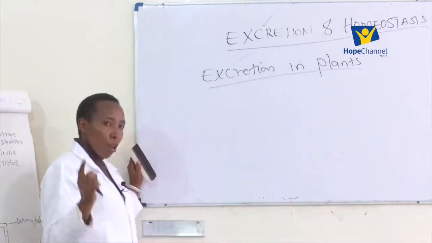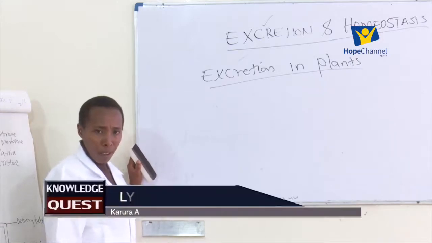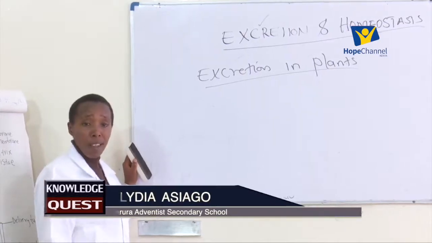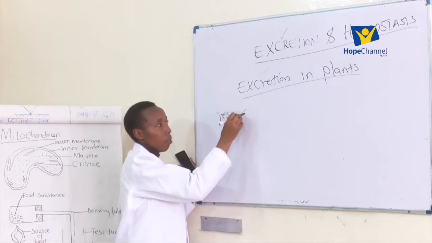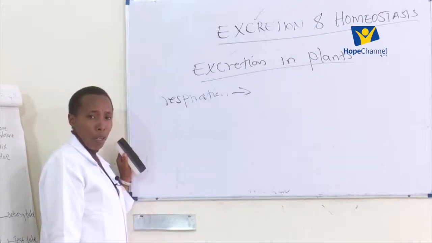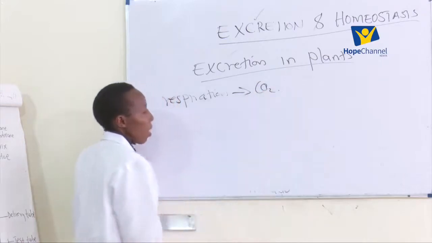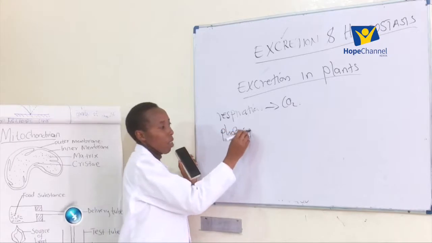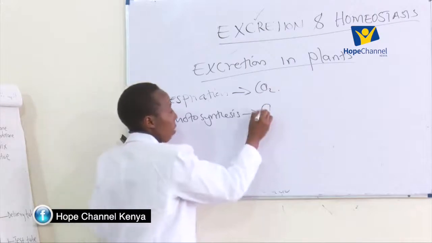Now, when we talk about excretion in plants, what do you think it is that we are excreting in plants? Of course, I want to believe there are so many metabolic processes that take place in a plant. For example, during respiration, what happens? What do we have as a waste product? We have carbon dioxide. Now, during photosynthesis, we have a waste product like oxygen.